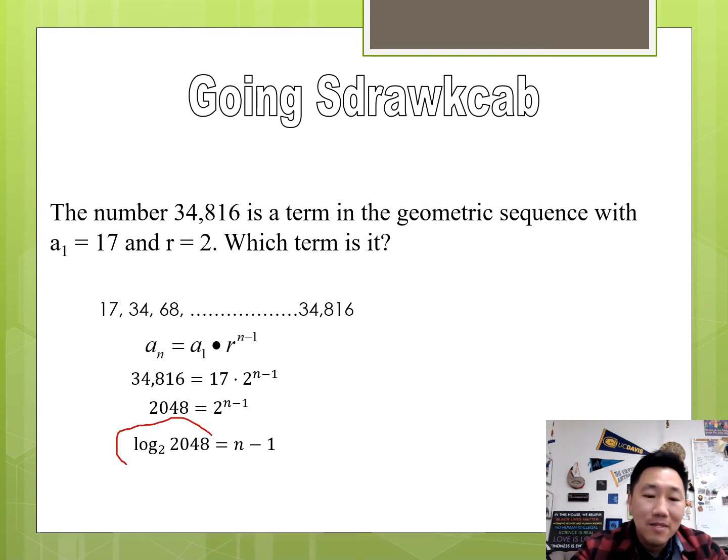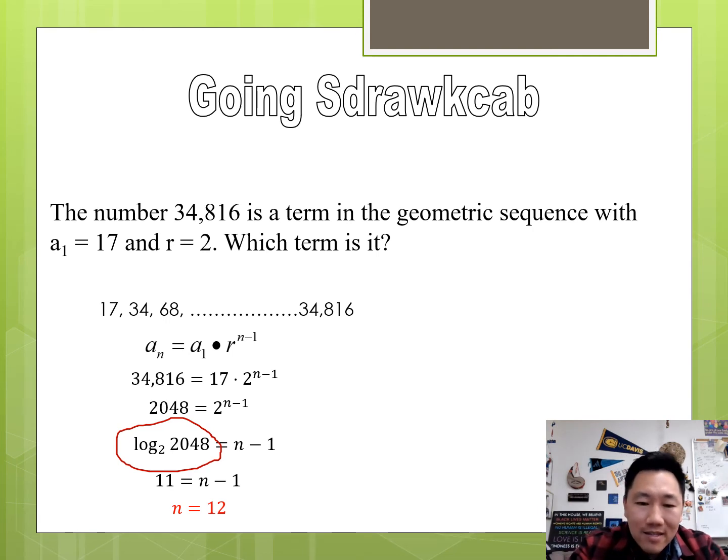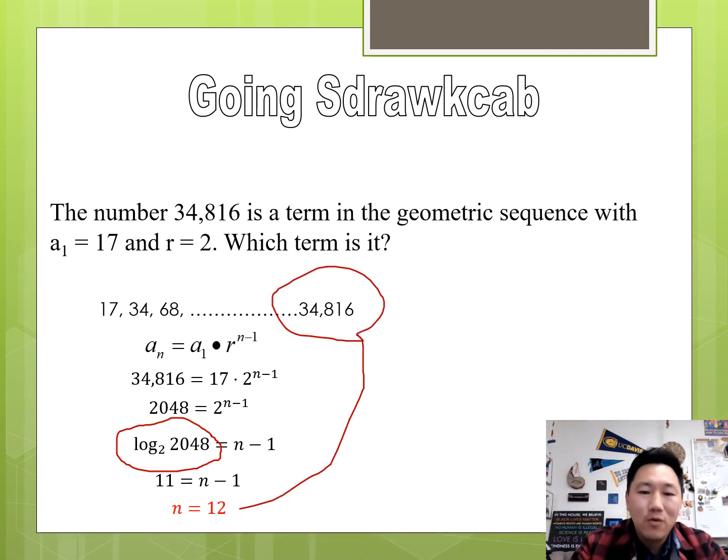This can either be done in your head or a calculator, your choice. It turns out that it's just 11. Add 1 to both sides, n equals 12. So it turns out that 34,816 is the 12th term. You'd have to go 12 terms down to find that number. All right, kind of cool. I like this problem. You get to use information from the past.